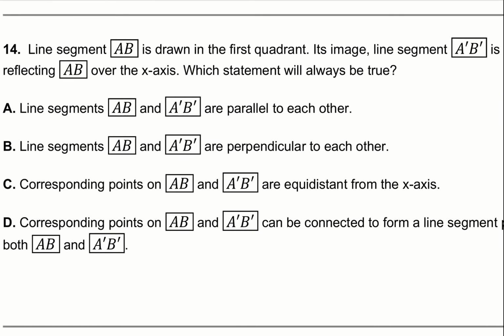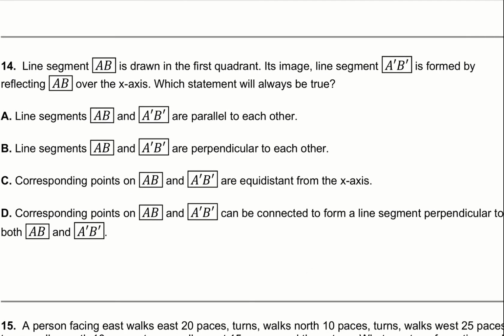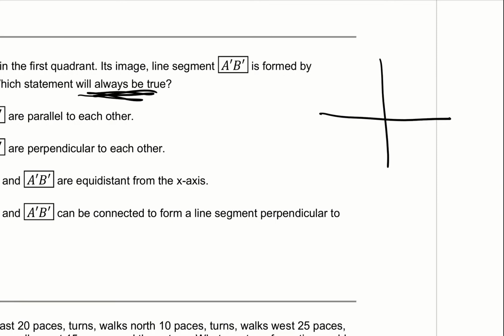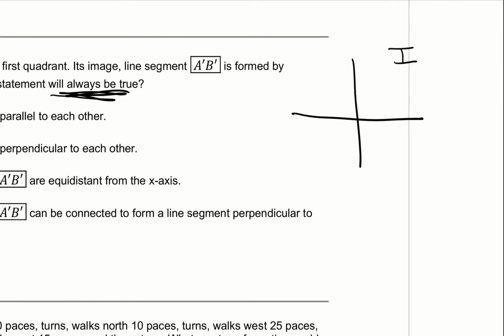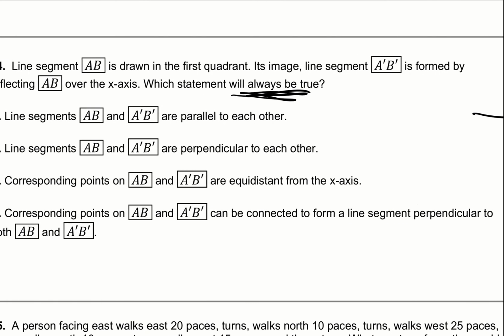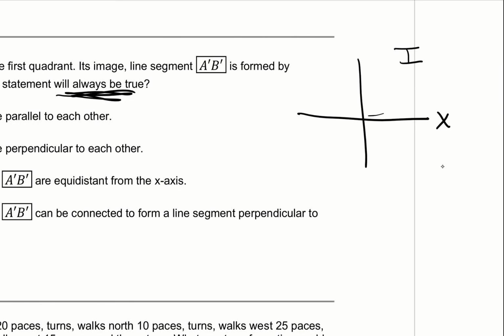Number 14, a line segment AB is drawn in the first quadrant. Its image, line segment A prime B prime, is formed by reflecting AB over the x-axis. Which statement will always be true? So that key word there. So line segments AB and A prime B prime are parallel to each other. Will that be true? So if I were to draw, and it says in the first quadrant, so that's this quadrant right here. So if I were to draw some line segment AB and I were to reflect it over the x, so this reflected over this axis here.